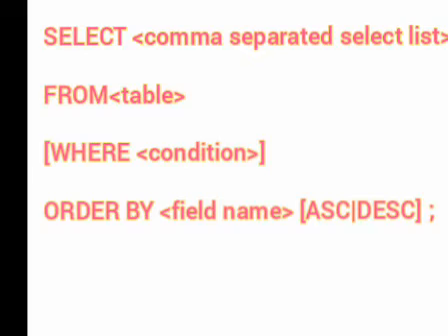If we want to order the result set, we can use the ORDER BY clause of the SQL SELECT statement as per this syntax. Here we are using the ORDER BY clause and specifying the field name, and the keywords ASC and DESC denote ascending and descending order respectively. If you do not specify any keyword such as ASC or DESC, then by default the ORDER BY clause sorts the result set in ascending order.